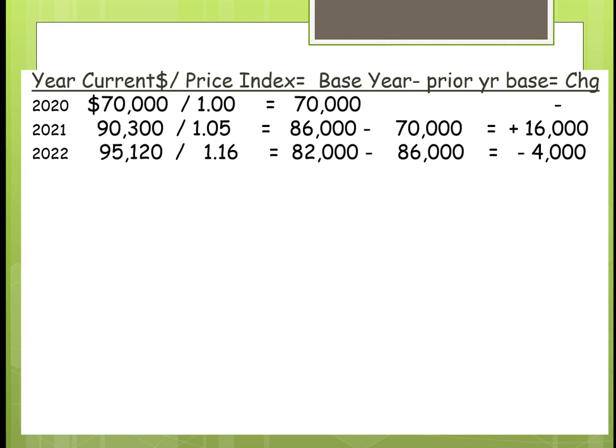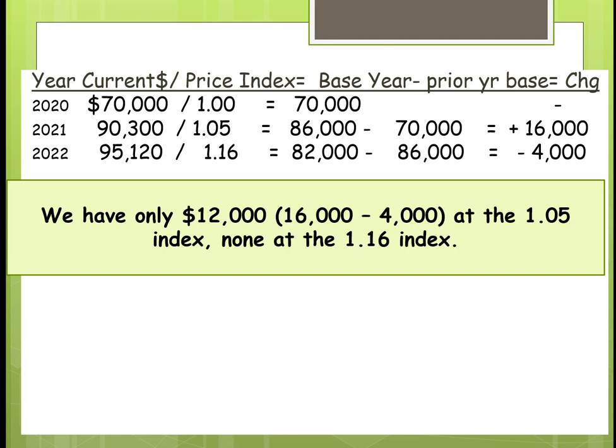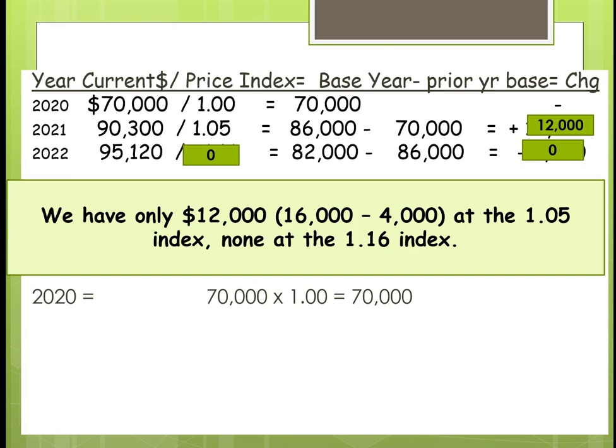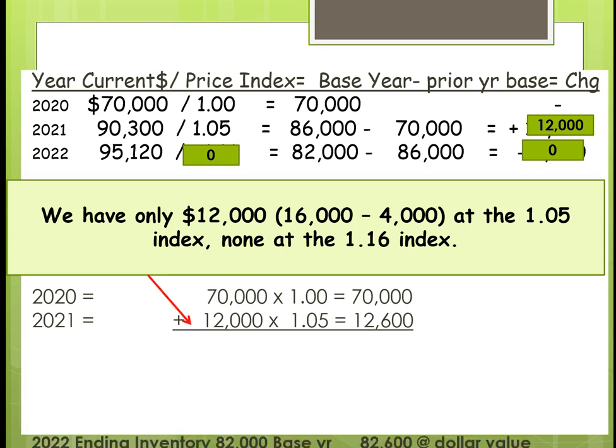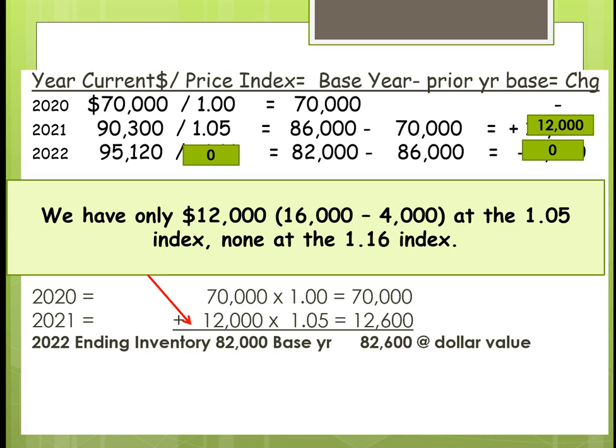Now let's do 2022. Now we went down, which means that we are never going to use the 1.16, and we have to take 4,000 out of the change from 2021 at the 1.05. So we're going to take, and again, we're never going to use the 1.16. So here we go. Now for 2022, we're going to still have 70,000 from the base year. We're going to have only 12,000 from 2021. And like I say, we're never going to use the 1.16. And that is our inventory at dollar value LIFO. Now let's do our next year.